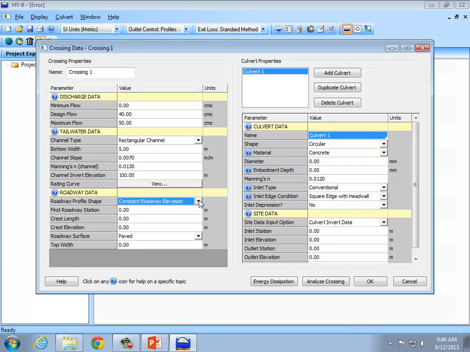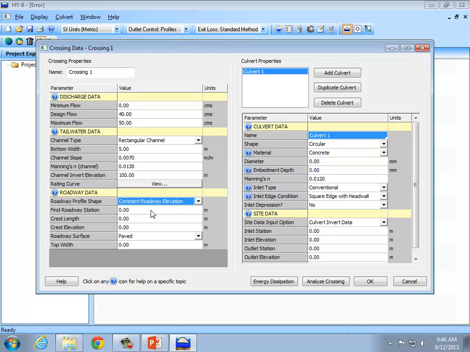So if we had, here's our channel, and the road is going over the top, and here's the culvert barrel. This would be a constant roadway width, or if we had a sag curve, then we'd specify irregular, and we'd start defining the points of that curve so that the overflow length increases as the headwater goes up. With constant roadway elevation, the width of the weir is always going to be the same. So we'll leave it at constant roadway elevation.